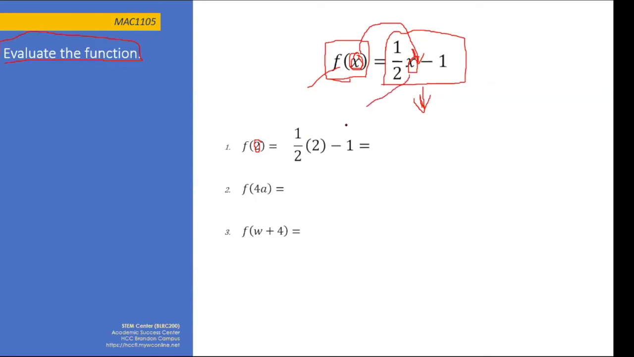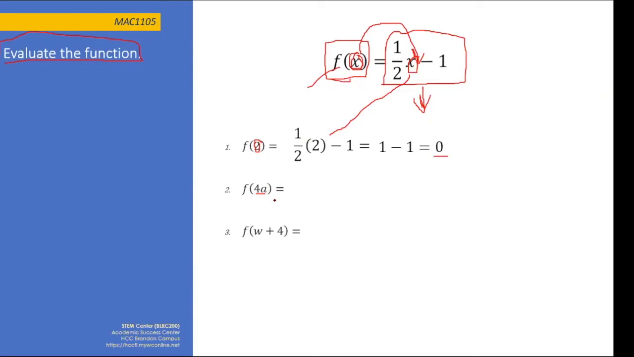So you can see that I've just put a 2 here, and then you conduct the arithmetic, and you find your answer, that f of 2, in other words, the output when your input is 2, is equal to 0. But this doesn't just apply to actual numbers. It also applies to variable expressions, or expressions with letters. So here we have 4a. That's also fine. You do the same procedure as before.